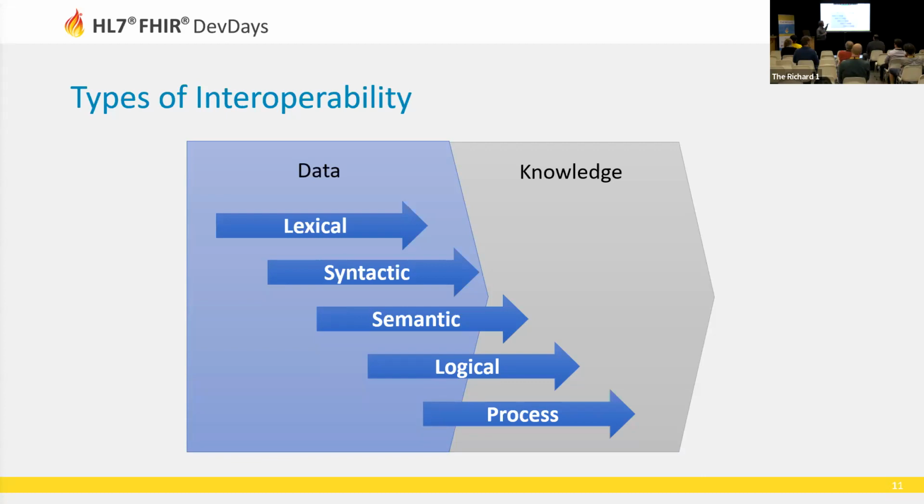Syntactic builds on lexical interoperability to say we're sharing the same structures. When I talk about a procedure, it looks like this, and on your side, it looks the same. And then semantic interoperability builds on that to say the code element of the procedure means the same thing when it has this value on both sides. And that semantic interoperability is where we start to get into knowledge interoperability. I can't really build on any of these layers until I have the layer below.